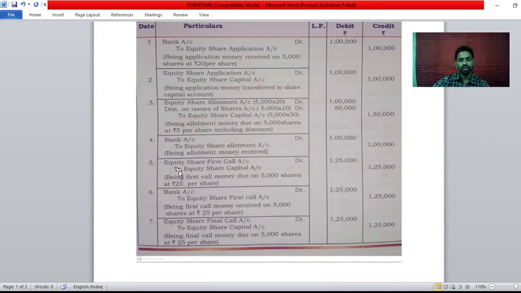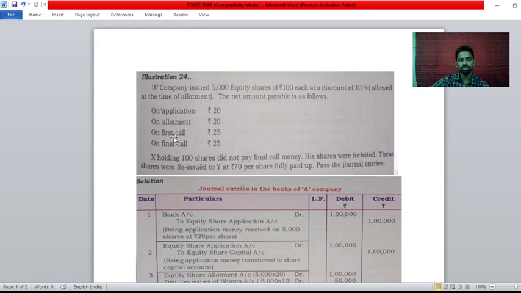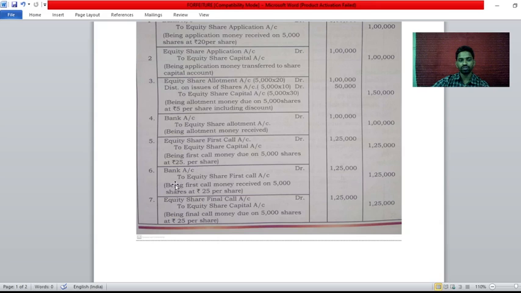Equity share first call account debit rupees 1 lakh 25,000 to equity share capital account credit rupees 1 lakh 25,000. It means what? This 25 into 5,000 is 1 lakh 25,000, and they are going to receive this 1,25,000. So bank account debit to equity share first call account credit rupees 1,25,000, being first call money received on 5,000 shares at rupees 25 per share.